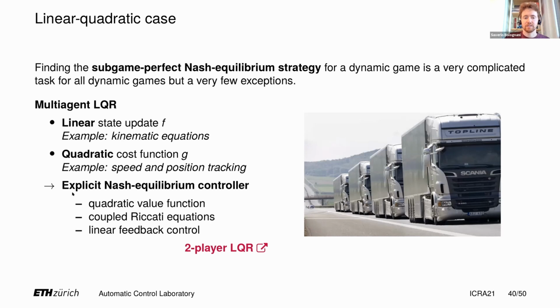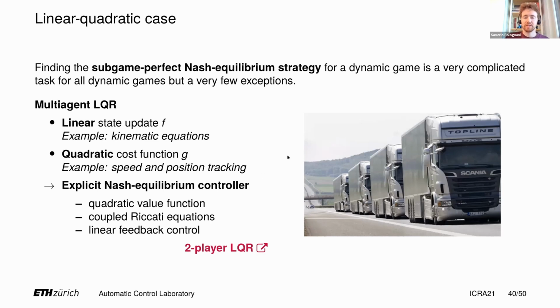And then in this case, you can build an explicit Nash equilibrium controller. The procedure is very similar, it's in the monograph, to what you would do in single-agent LQR or optimal control. You claim that the value function is quadratic, and then you recursively prove that this is true. What you get is two coupled Riccati equations, and you get a linear feedback control. This might be enough in some situations.